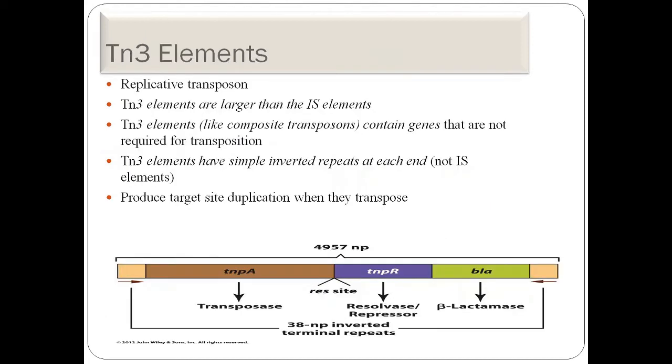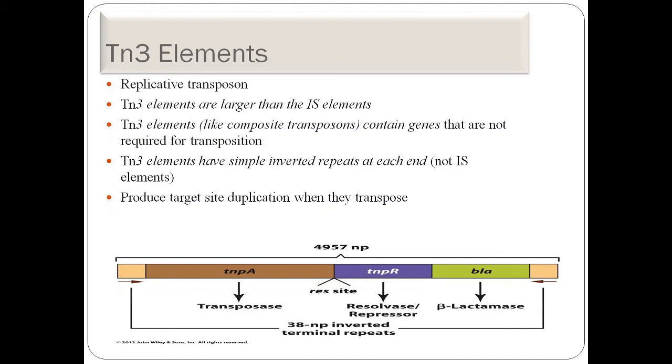Now next we are going to see the Tn3 element. The two examples which we have seen, the IS element and the composite elements Tn5, 9, 10, are present inside the bacteria and move by the cut and paste mechanism. Now we are going to see the Tn3 example. Tn3 moves by the replicative way. Replicative way means, as I have already told you, first the gene will be replicated and a new copy will be inserted anywhere inside the genome.